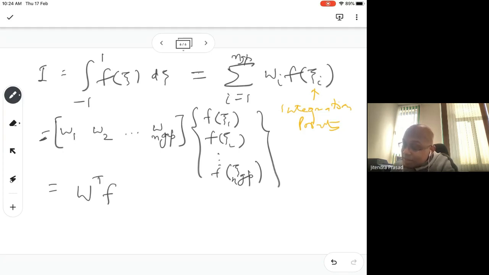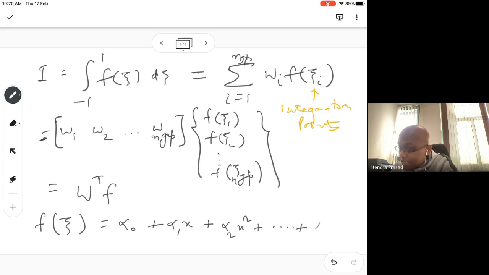Now let's expand it further. What we will do is, we have to find out the value of these, and we can assume a polynomial. So let's say f(xi) is equal to a polynomial: alpha naught plus alpha 1 xi plus alpha 2 xi square plus, up to alpha p xi to the p, where p is the order of the polynomial.